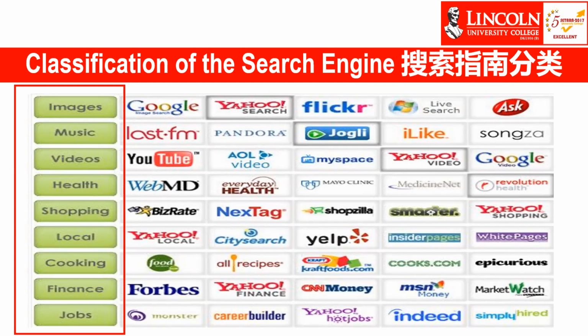Local, Ask City, Yahoo Local, CitySearch, Yelp, Insider Pages, White Pages. Cooking, AllRecipes, CraftFood.com, Cooks.com, Epicurious. For finance, look at Forbes, Yahoo Finance, CNN Money, MSN Money, and MarketWatch, and a few others. Then for jobs, we have Monster, CareerBuilder, Yahoo Jobs, Indeed, SimplyHired, and other related search engines.